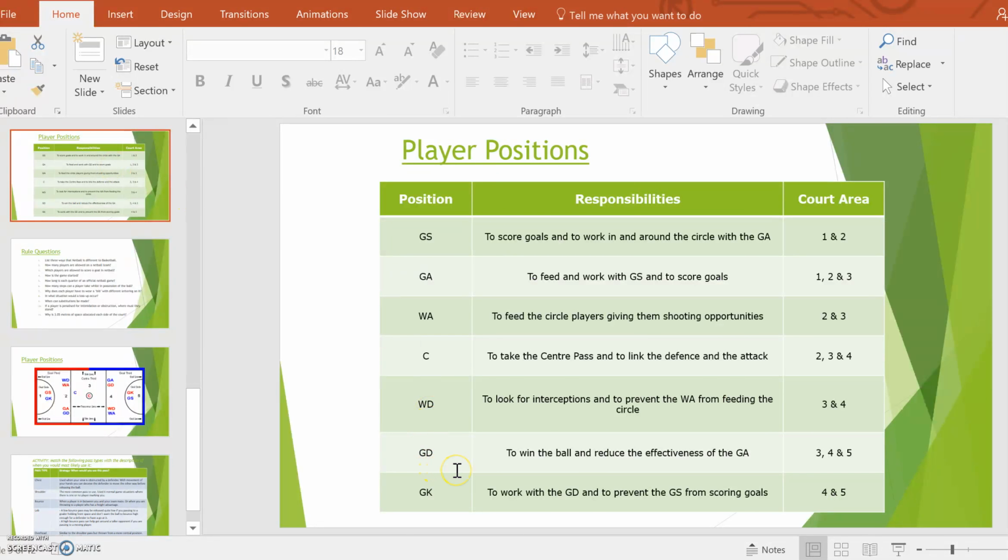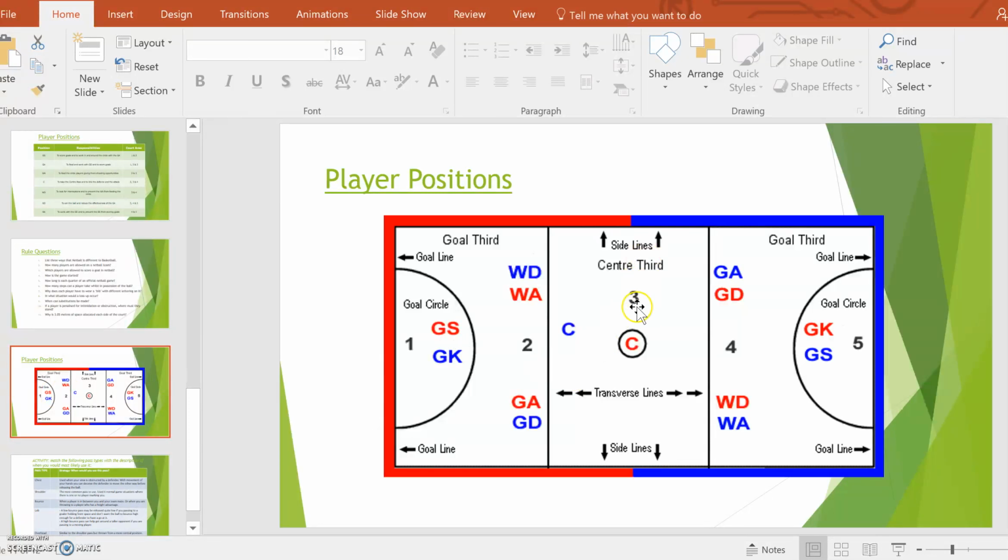Next we have goal defense, and their responsibility is to win the ball and reduce the effectiveness of the goal attack. So they really need to stop the opposition from scoring and to get the ball out of the danger area. They can access court areas 3, 4, and 5. 3, 4, and 5, and we're looking at goal defense over here.